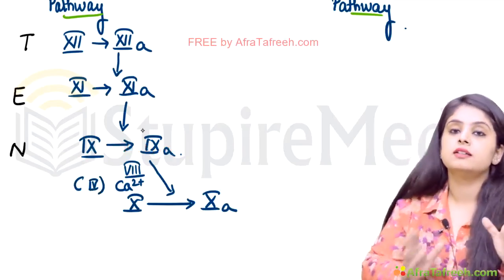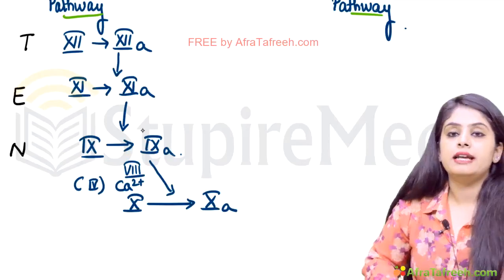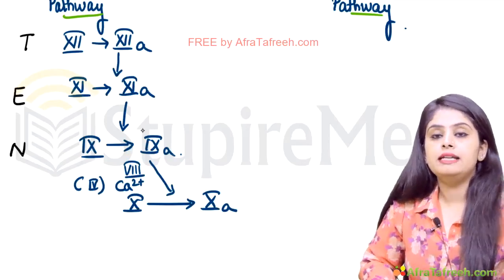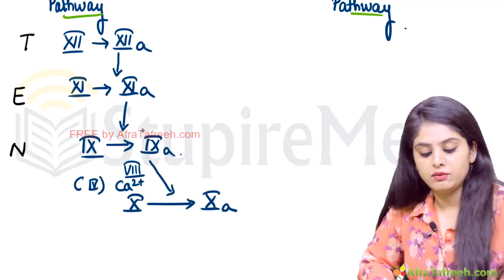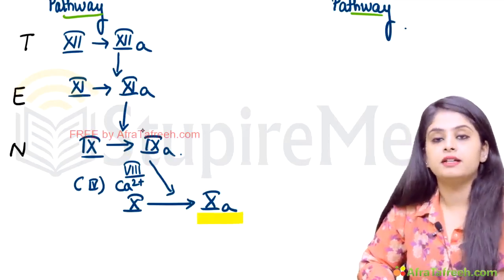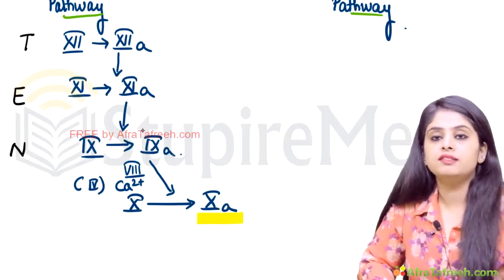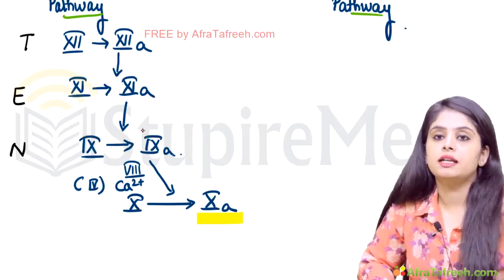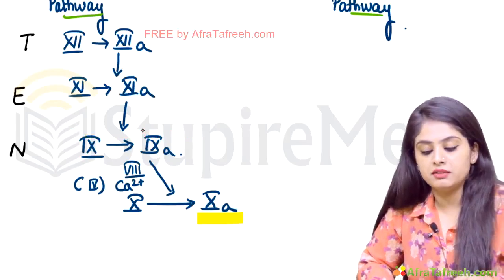So we have done the intrinsic pathway. 10 is what you need to remember. T-E-N, and finally you have to come on to factor 10. So T-E-N means 12, 11, 9. Finally come to the number 10. That was about the intrinsic pathway.